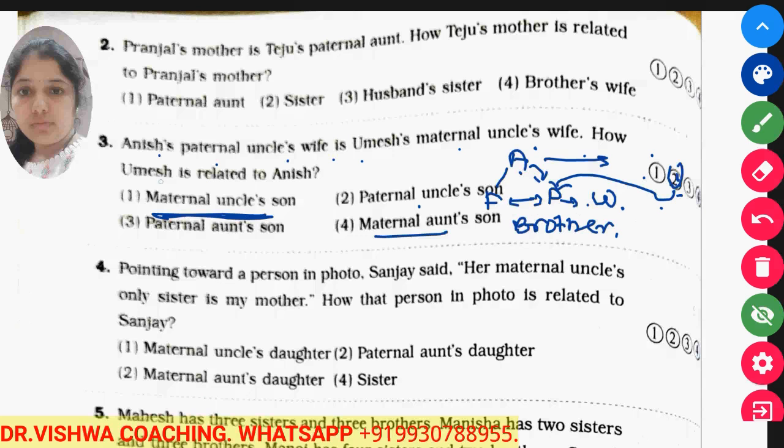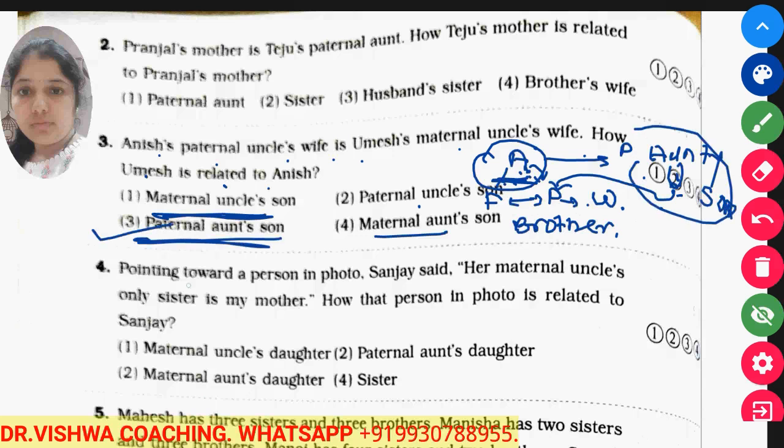Okay. Now how is Umesh related to Anish? How is Umesh related to Anish means who is Umesh in view of Anish? So he is his paternal aunt's son, the son of the bua. So paternal aunt's son. Okay. If they had asked how is Anish related to Umesh, then we can say maternal uncle's son. But how is Umesh related to Anish? So Umesh is paternal aunt's son to Anish. Okay.